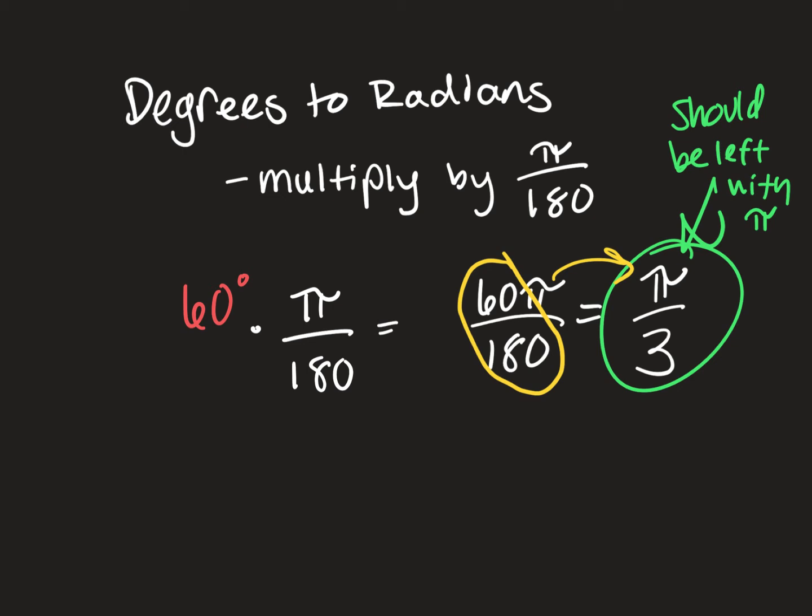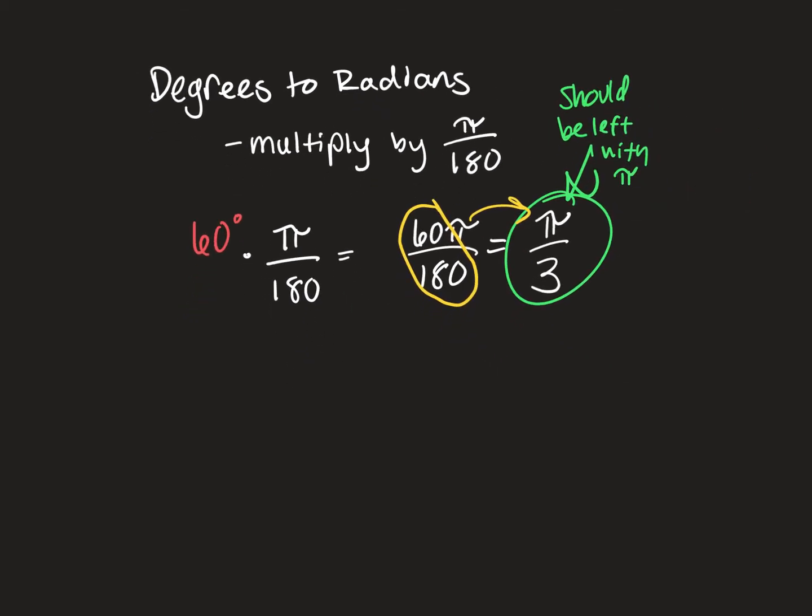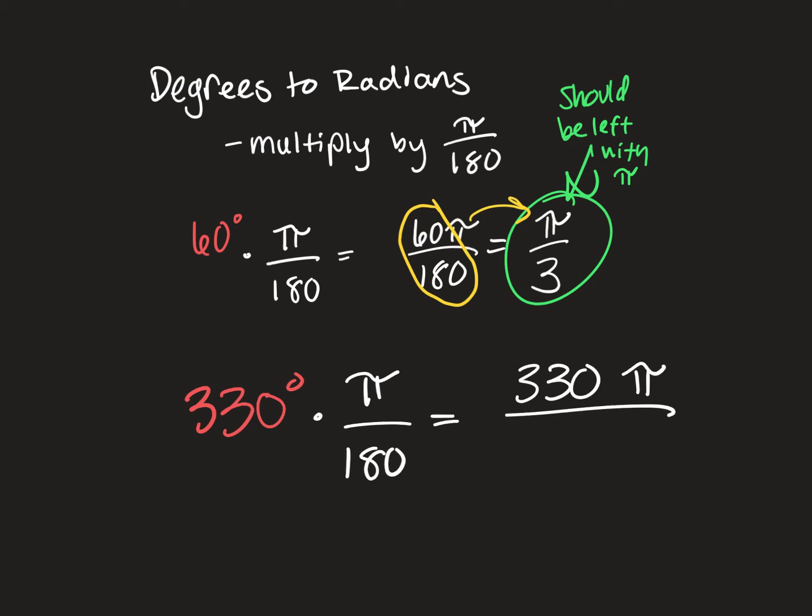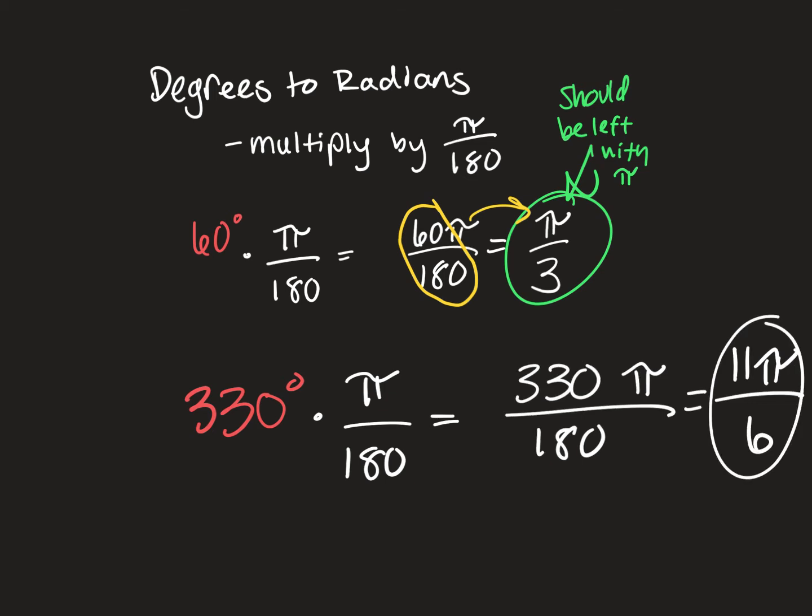All right, let's do one more example of going from degrees to radians. Let's say we have 330 degrees. Again, always multiply by pi over 180. So you get 330 pi over 180. Reduce your fraction of 330 over 180. Again, use your calculator, but they're both divisible by 30, so you end up with 11 pi over 6. When you're getting your answers in radians, I want them as fractions with pi. Do not give me a decimal. I will count it wrong.